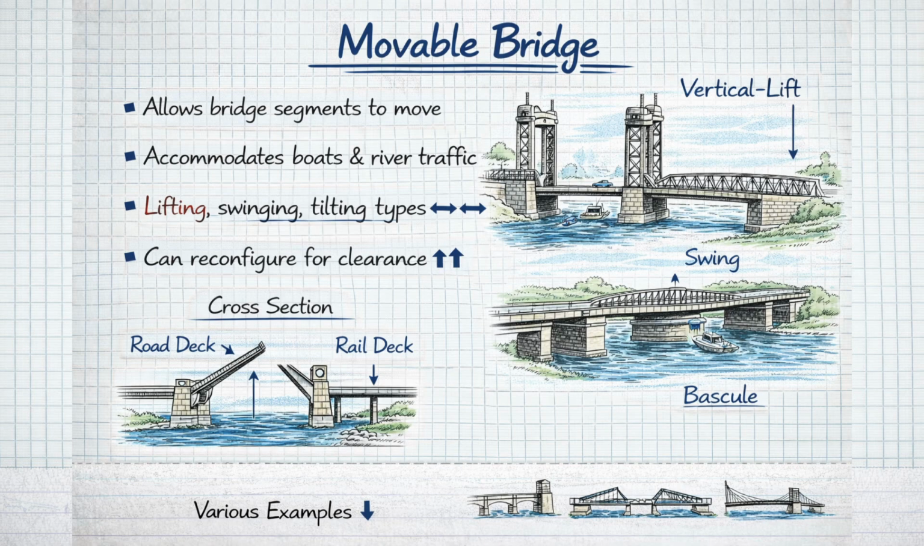26. Movable bridge. A movable bridge is any bridge that opens to allow ships to pass. This category includes bascule, swing, and vertical lift bridges. These bridges use mechanical systems and counterweights to balance loads while maintaining both land and water traffic.